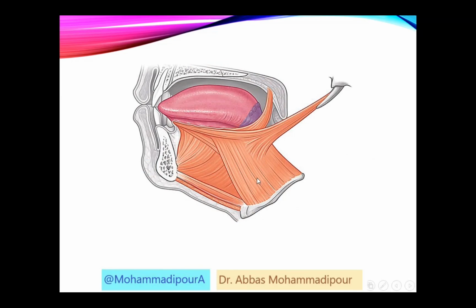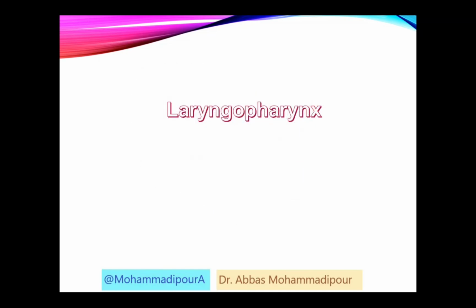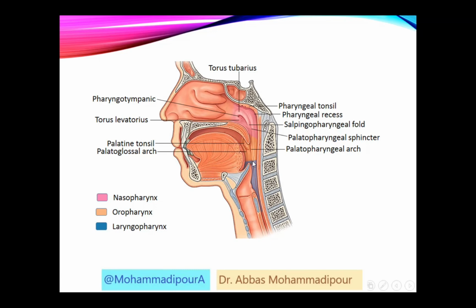The mucosal membrane of the oropharynx, like the posterior third of the tongue, is supplied by the glossopharyngeal nerve. Let's see the last part, the laryngopharynx. Here is the laryngopharynx, the most inferior part of the pharynx. This part, as I said, becomes continuous with the esophagus and is located behind the larynx.